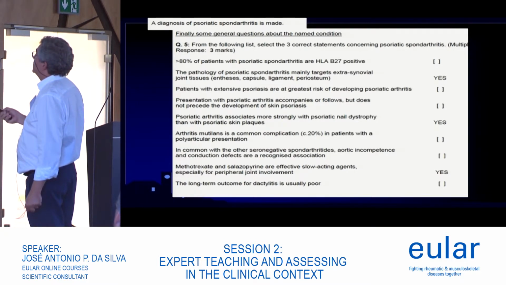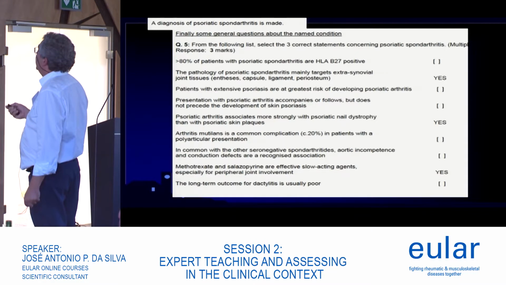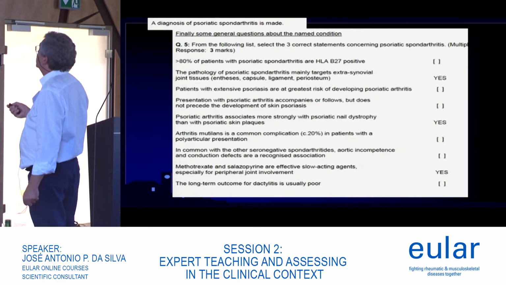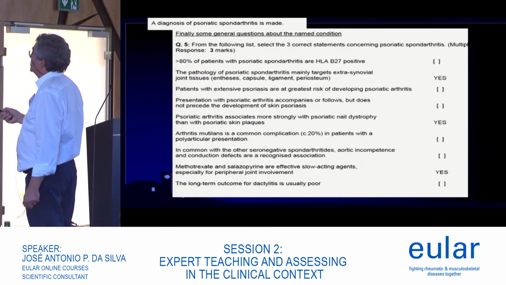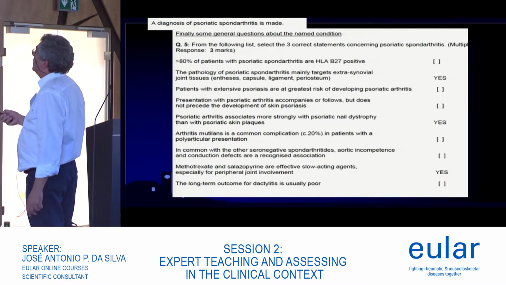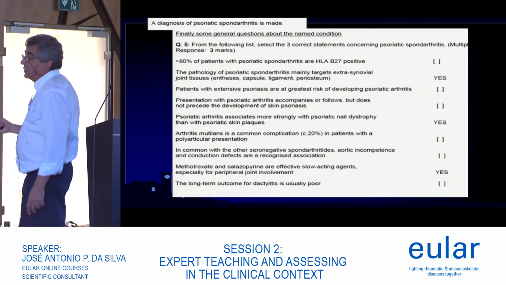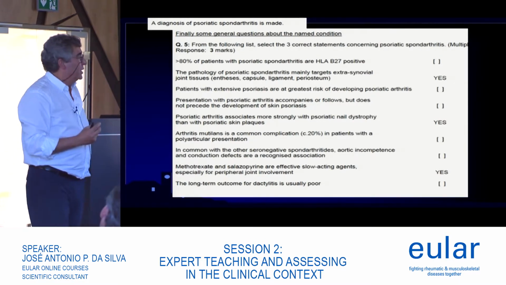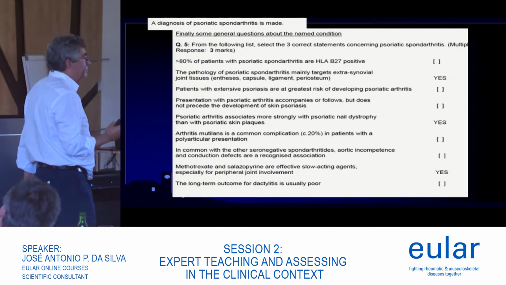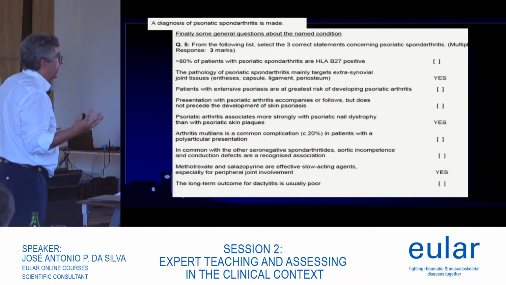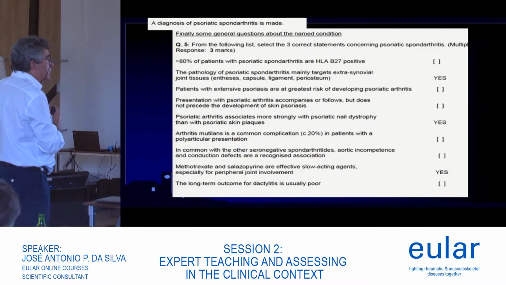The pathology of psoriatic spondyloarthritis mainly targets extrasynovial joint tissues, entheses, capsular ligaments. Patients with extensive psoriasis are at the greatest risk of developing psoriatic arthritis. Is this a case-based question? Not at all. Again, how could I transform this?